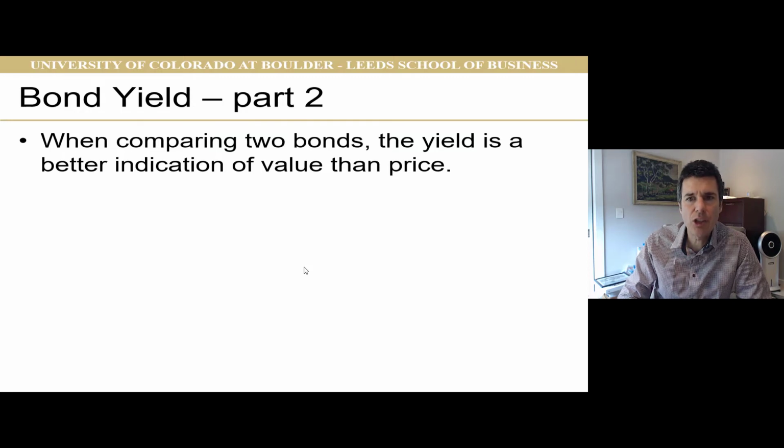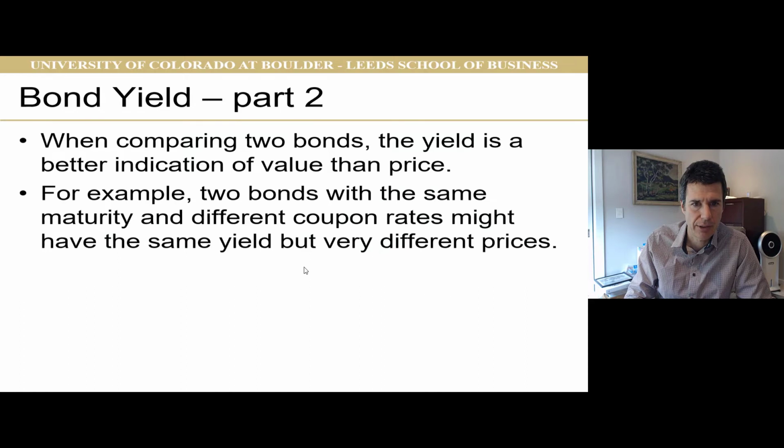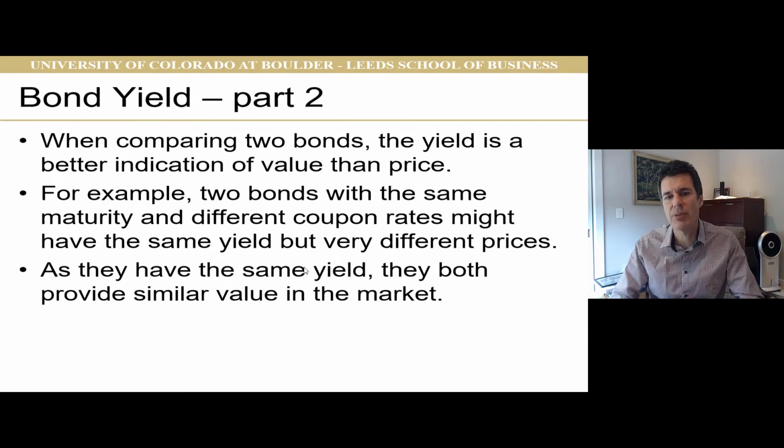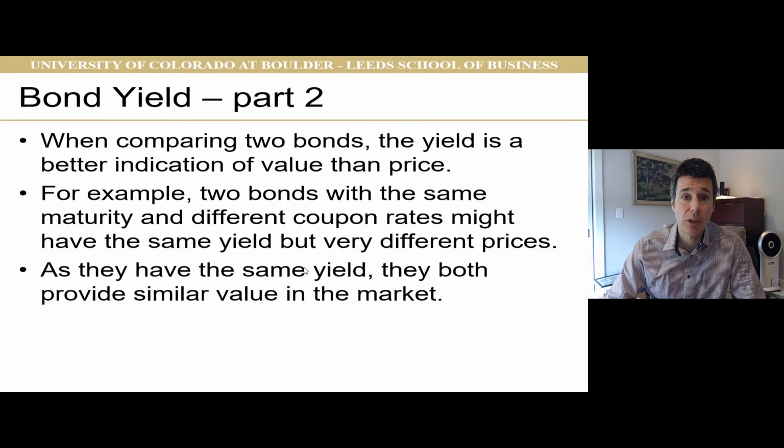When comparing two bonds, the yield is a better indication of value than price. So for example, two bonds with the same maturity but different coupon rates might have the same yield but very different prices. And as they have the same yield, they both provide similar value in the market to buyers or sellers of that bond. But the different coupon rates mean they have very different prices. And so it's difficult to look at bond prices to determine value, and one typically looks at bond yields.